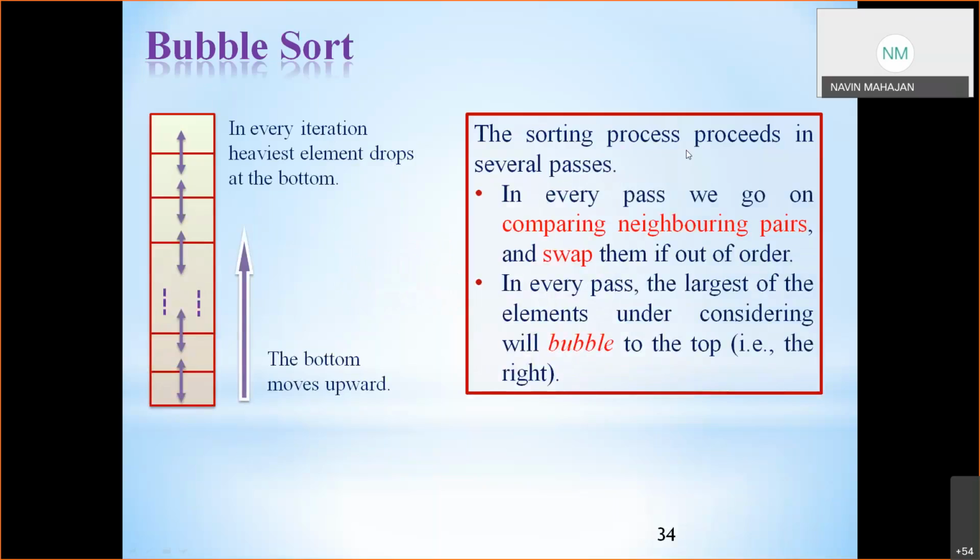The sorting process proceeds in several passes. In every pass, we go on comparing neighboring pairs and swap them if they are out of order. In every pass, the largest of the elements under consideration will bubble to the top, that is, the right hand side. So in every situation, the heaviest element drops at the bottom. Here, it comes down here. The bottom moves upward.